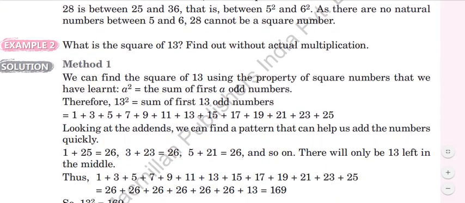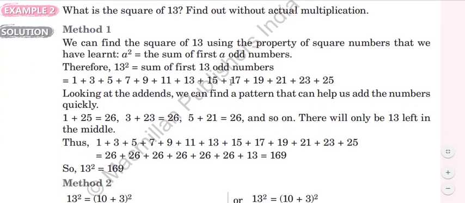Now let us come to example number 2. What is the square of the number 13? Here we can find the square of 13 by using the property of the square, as we have studied just now. That means the sum of the first 13 odd numbers needs to be written, starting from 1. You have to count up to 13 numbers and then add them, and definitely you will get the result, which equals 169.